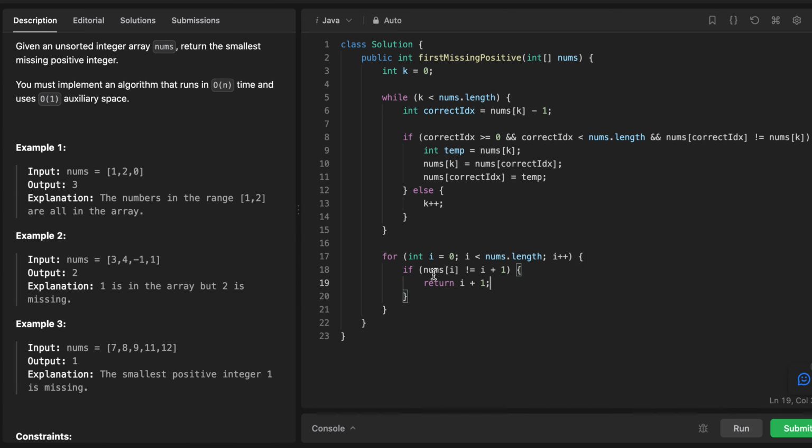In case it doesn't reach this return, if it doesn't satisfy this condition, that means all those numbers, let's say there were 1, 2, 3, 4, 5, everything was in order. And what would be the smallest positive integer that is missing in that sorted numbers, where it's 1, 2, 3? It will be the next one, because that's the next smallest one. So we can just say return nums length plus 1. So let's run our code.